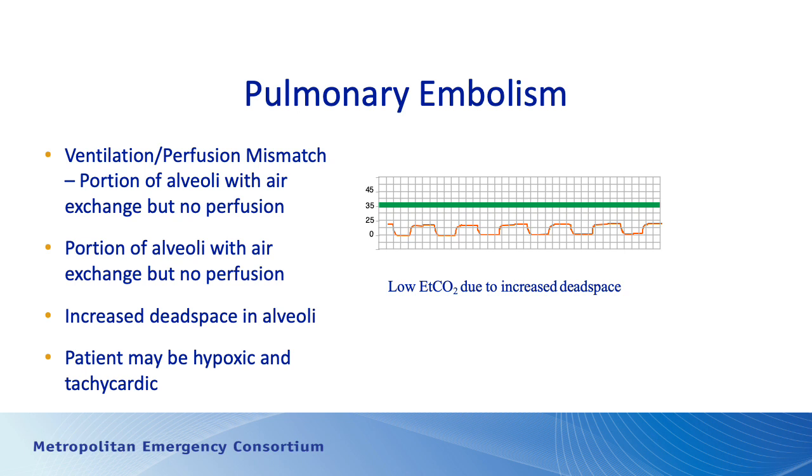Another way to say it is you have increased dead space in the lung, which means we have an increased area of the lung that has air in it but is not getting blood. So this is what you might expect to see in a patient with a pulmonary embolism. The patients could be hypoxic, they most likely will be tachycardic, and their CO2 level can be low because they are not perfusing a significant portion of the lung. So that's an example of how you could use capnography to support your impression that this patient has a pulmonary embolism.